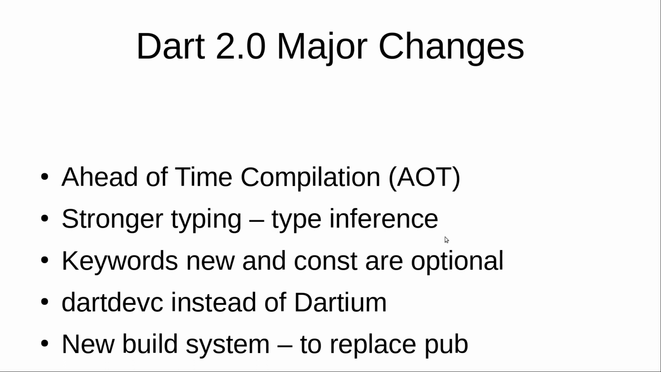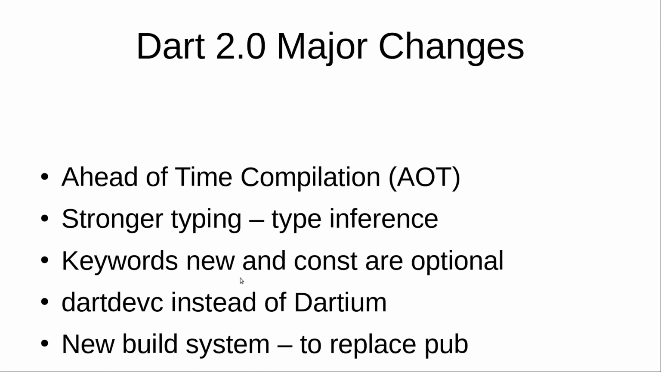But that's the type inference. It infers from the first value you initialized it with, that's the type it will be from now on. So you still have the optional typing, you still have the dynamic typing, but it's much stronger typing that allows for ahead of time compilation. I don't know, but I think that was awesome.